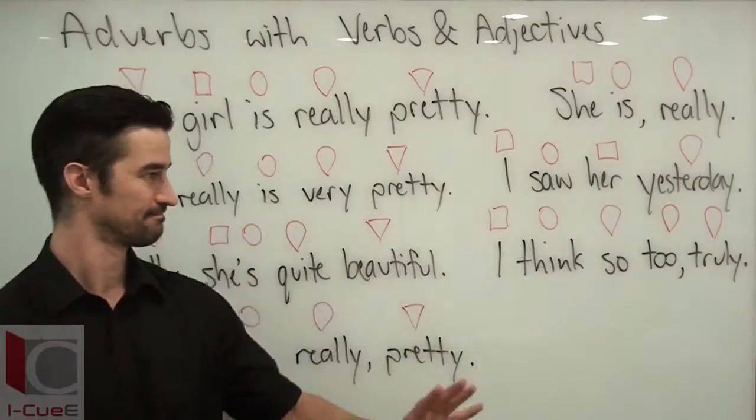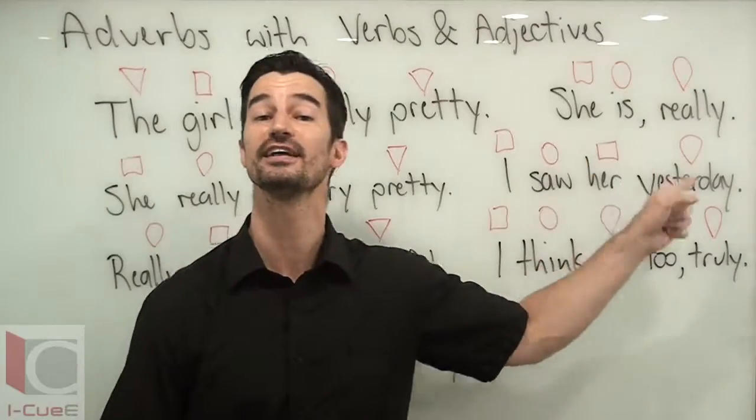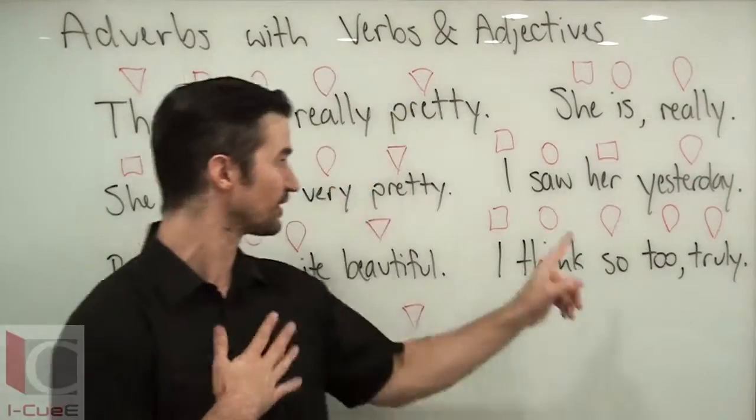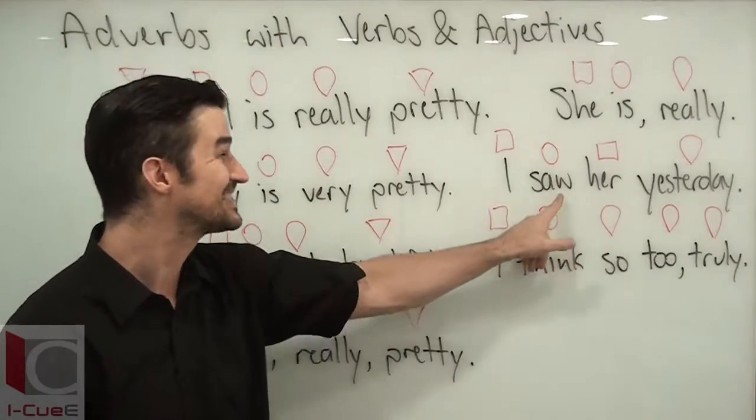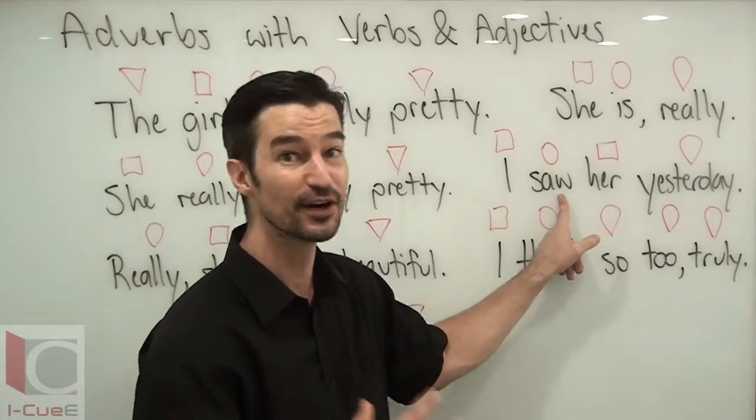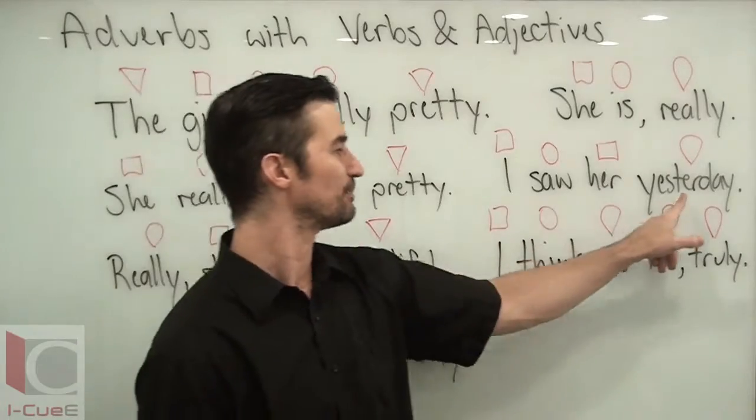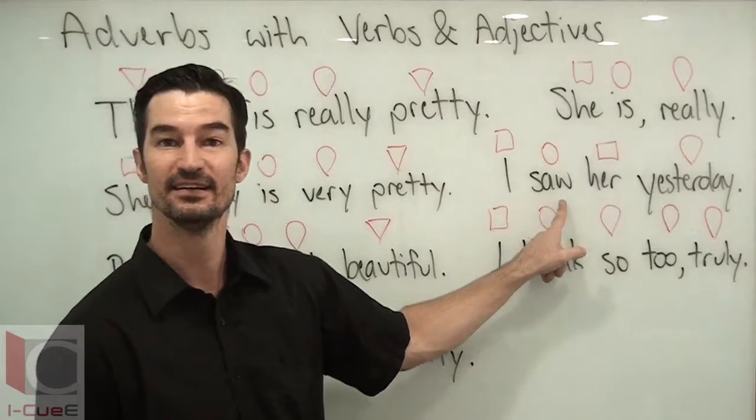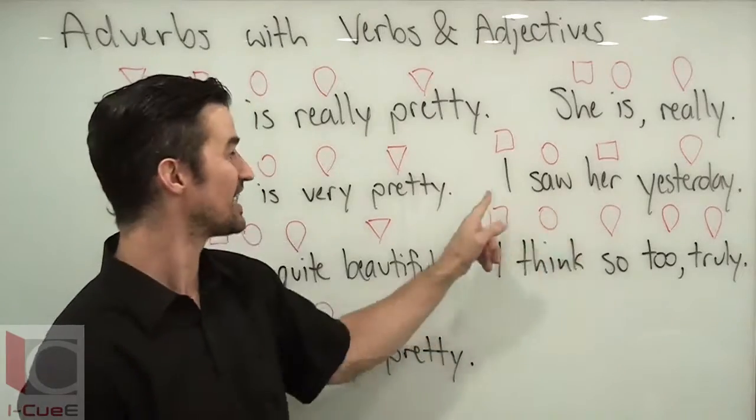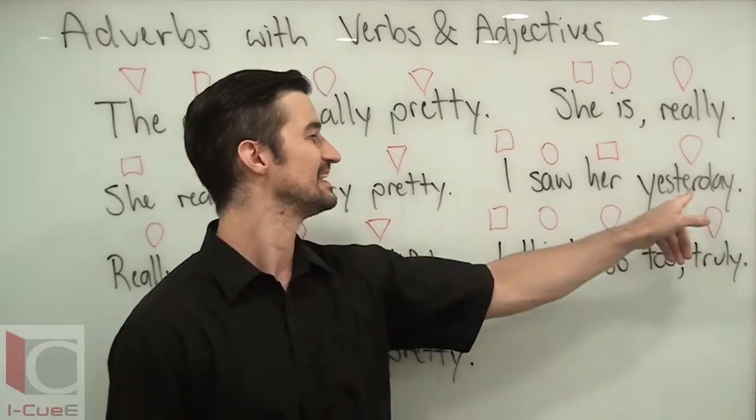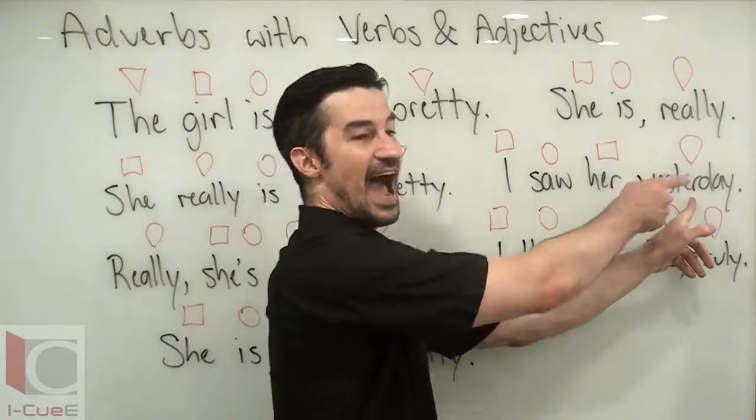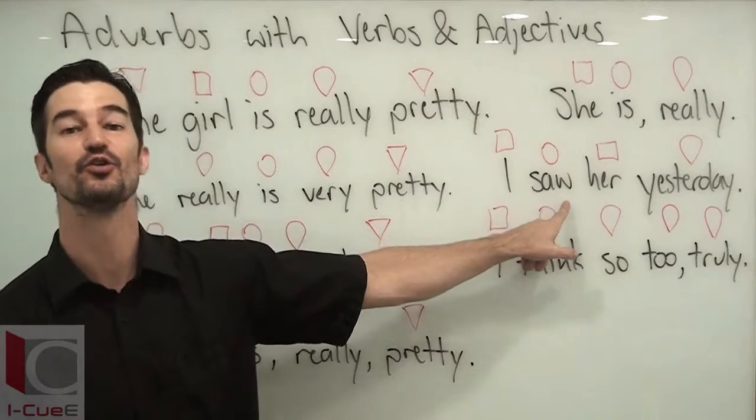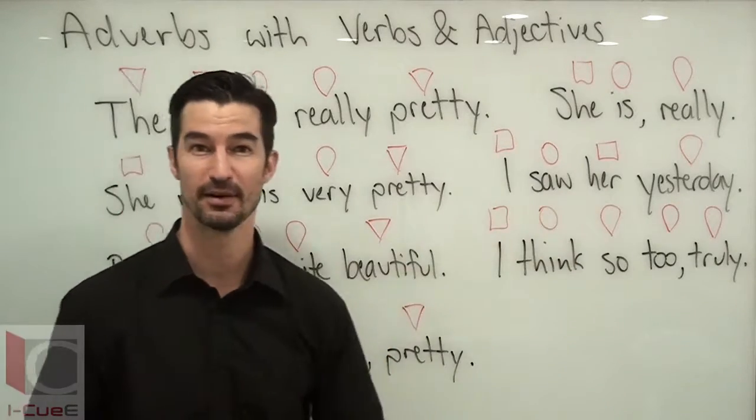Okay? I saw her yesterday. So our subject is different. The speaker is the subject. The speaker did something, different kind of verb. This is an active verb. And yesterday is answering the question when she was seen, okay? I saw her when? Yesterday. So yesterday, the adverb at the end is describing when the girl was seen. It's describing the verb saw.